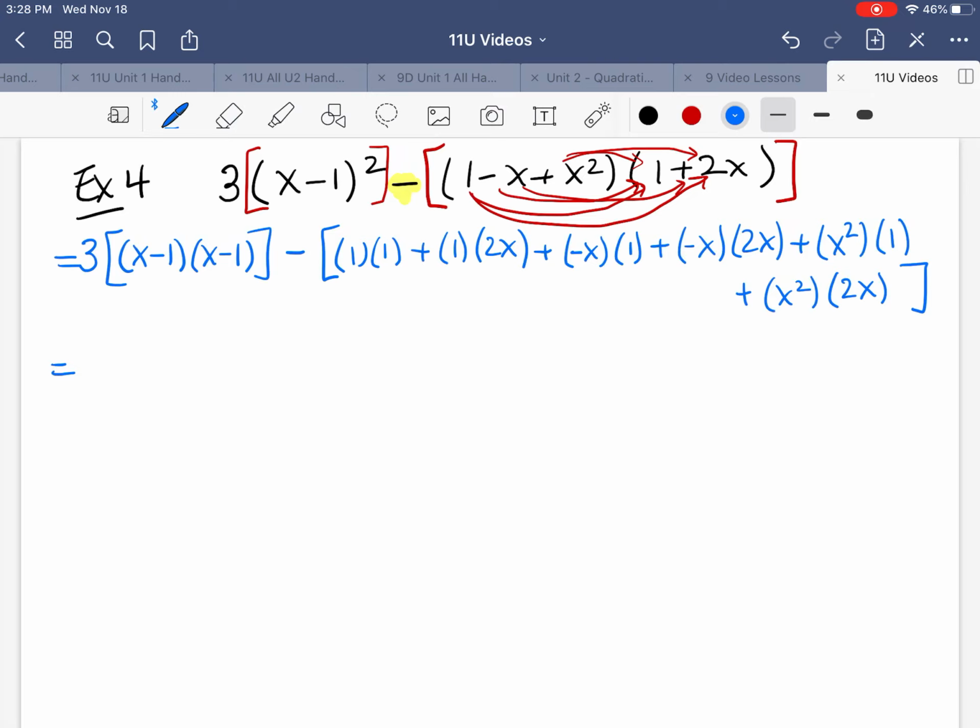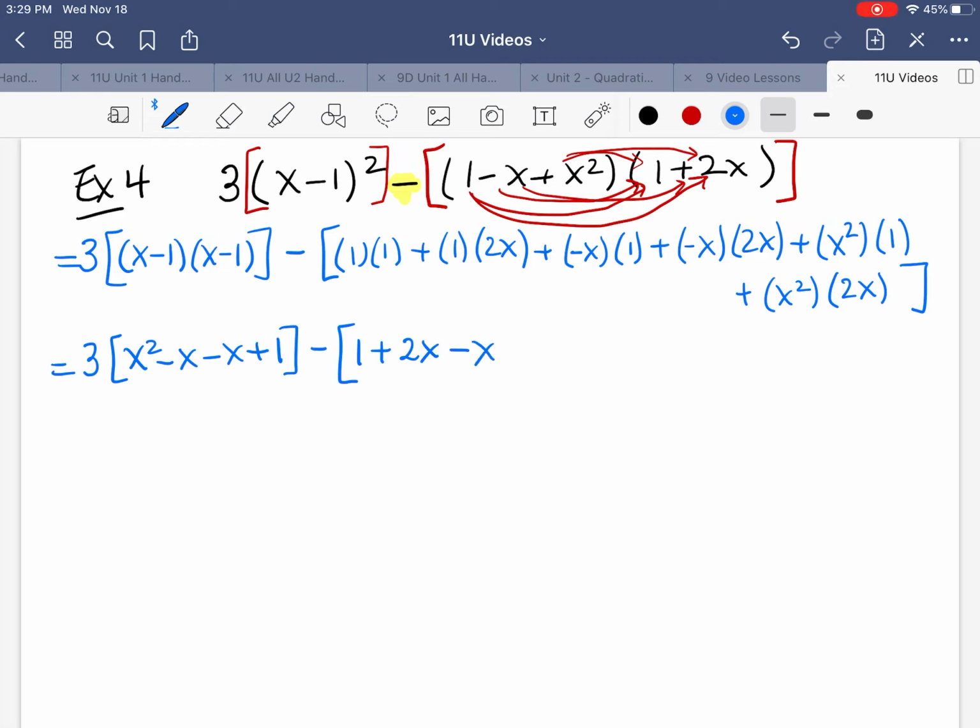So if we do FOIL in our first set of square brackets, we end up with x squared minus x, and then plus 1. Okay, so that's x times x, and then negative 1 times x, and then x times negative 1, and then negative 1 times negative 1. And now we're going to start multiplying everything that is in our second set of square brackets. 1 times 1 gives us 1. 1 times 2x gives us 2x.